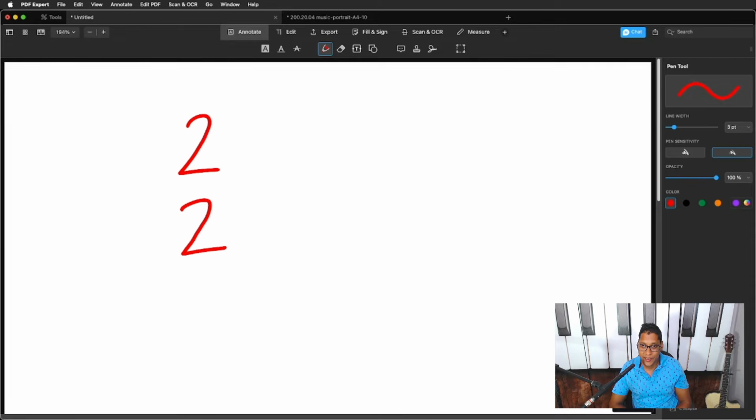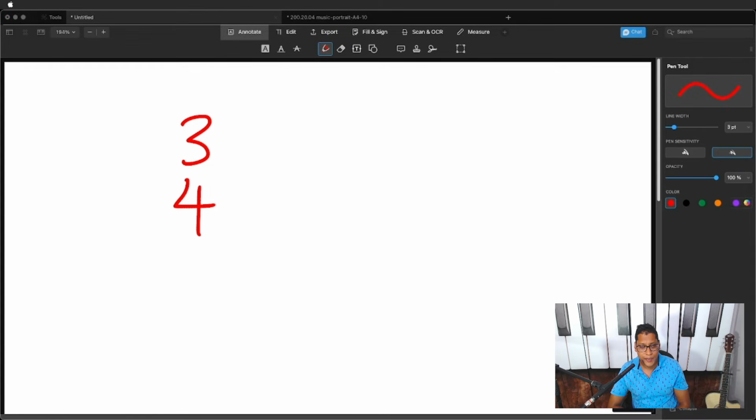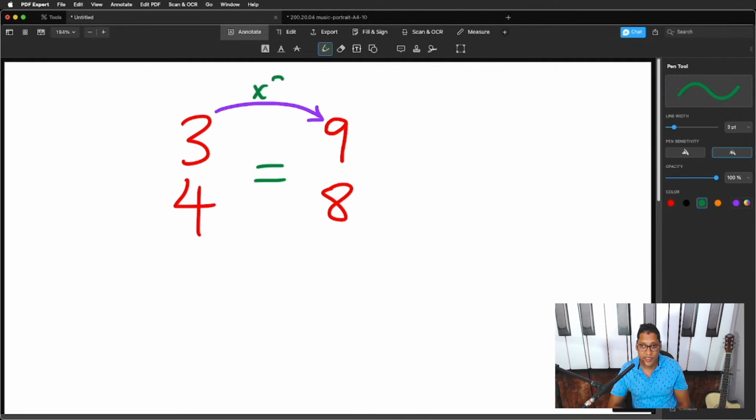Here are some questions to test yourself. For the simple time signature of 2/2, what would the bottom number of its compound time version be? The answer is 4 because 2 times 2 equals 4. For the simple time signature of 3/4, what would the top number of its compound time equivalent be? The answer is 9, because 3 times 3 equals 9.